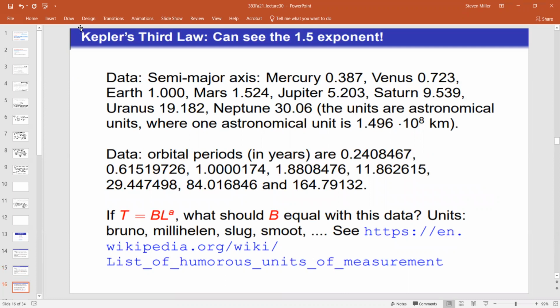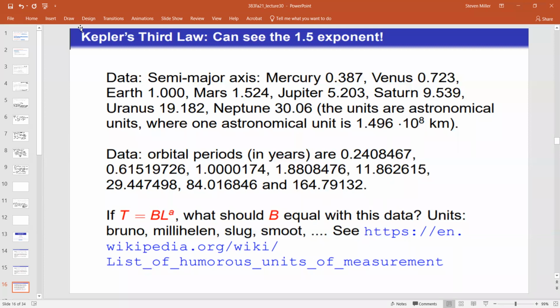Let's look at some data. And the data list is a little bit smaller than it would have been when I was presenting as a kid. We're down to 8 planets. And so I'm giving you the length of the semi-major axis in astronomical units, and I'm giving you the orbital periods in years. If you look at this, can anybody tell me what the constant b should be? Is there any planet that might help you figure out quickly what b is?